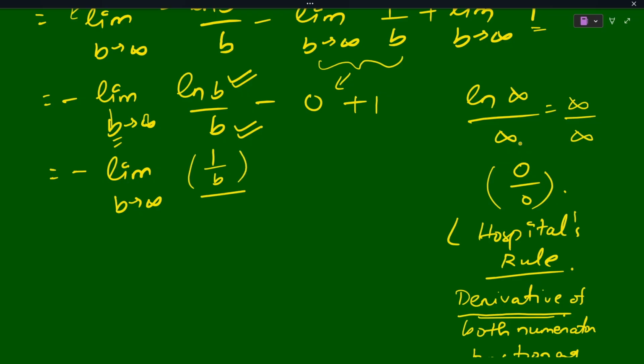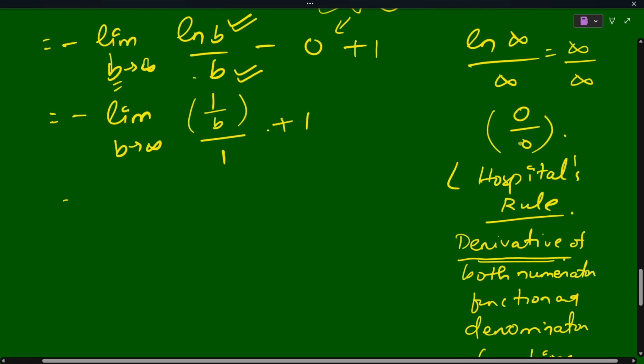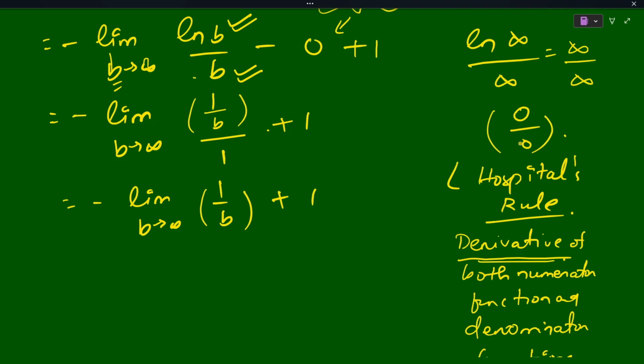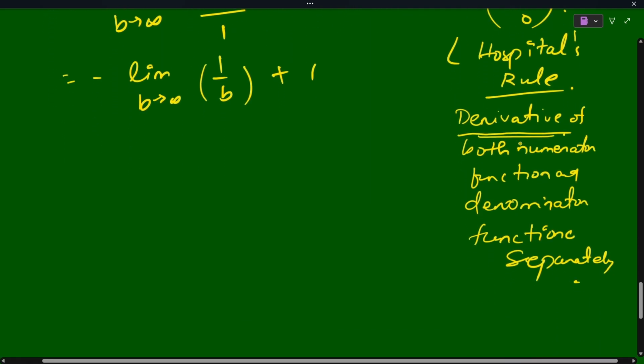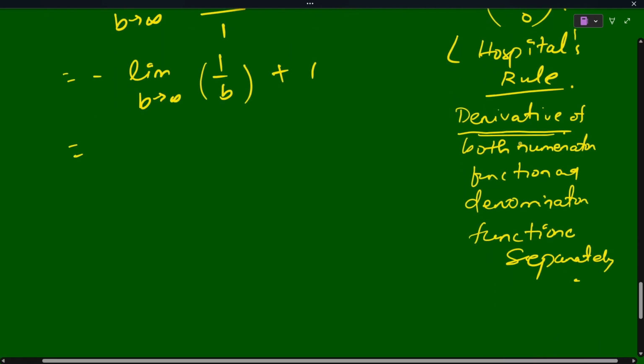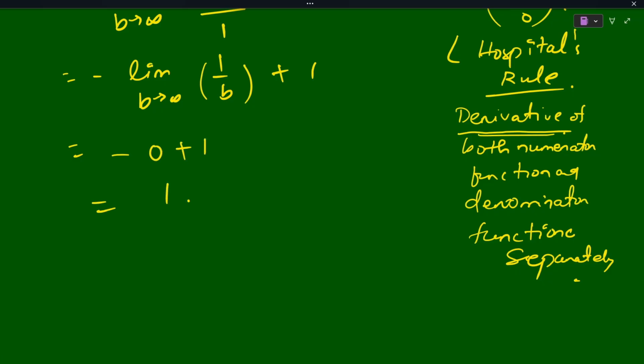Then the derivative of b with respect to b is 1, and this value is only plus 1. Now see what this value is. This is limit b tends to infinite, and now this value is 1 by b plus 1. Again, we know limit b tends to infinite of 1 by b is 0, and this value is 1. So now we got the value.